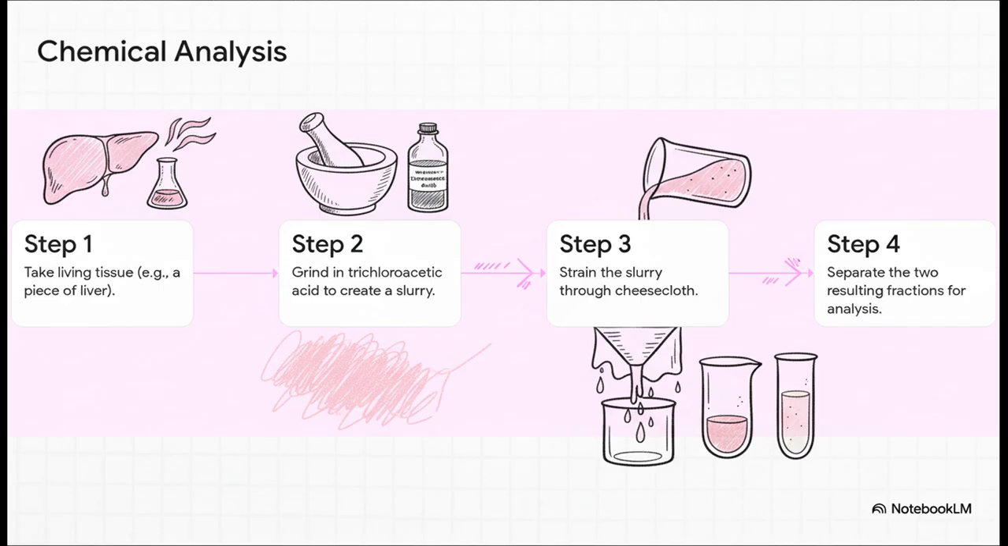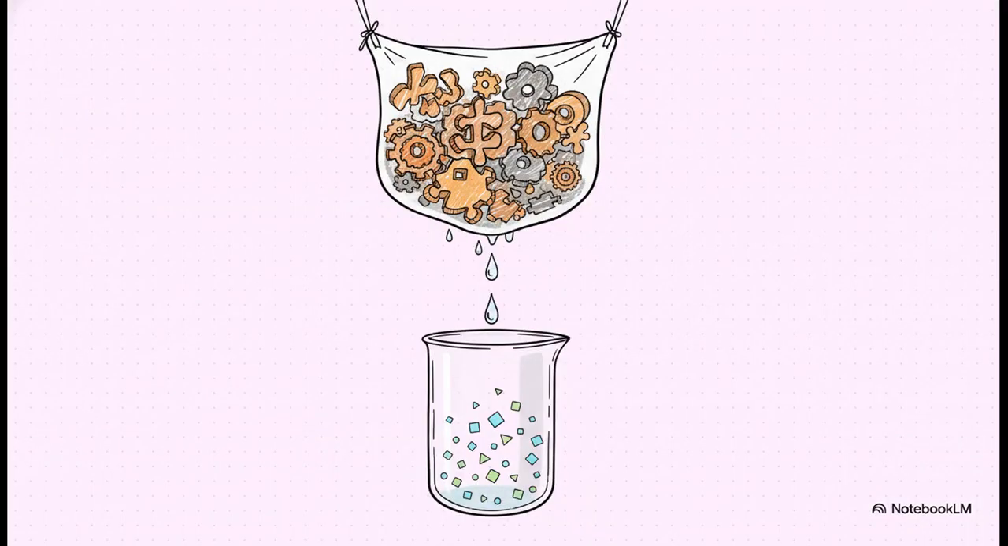And that one simple step is the key, because it perfectly separates all the chemical components into two very different groups. What this gives us are two distinct groups. The liquid that actually filters through the cloth is called the acid-soluble pool. And all the stuff that gets left behind in the cheesecloth, that's the acid-insoluble fraction. And hidden within these two samples, well, that's where we find all the chemical secrets of life.